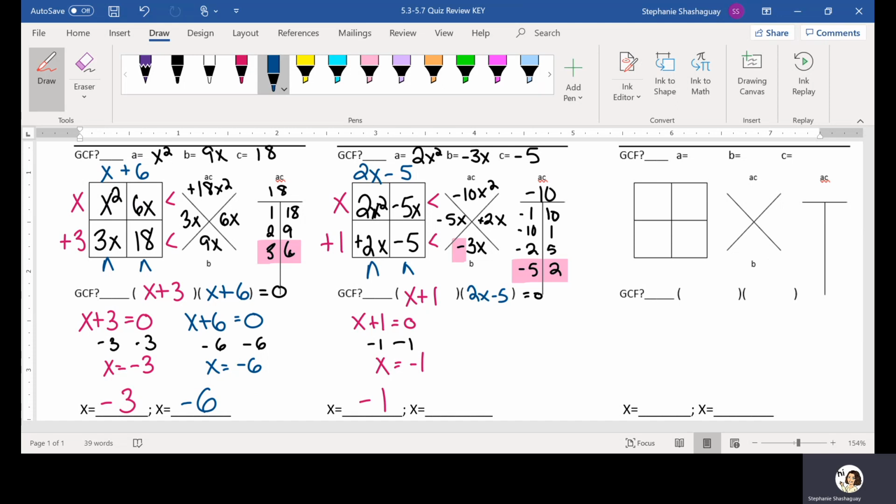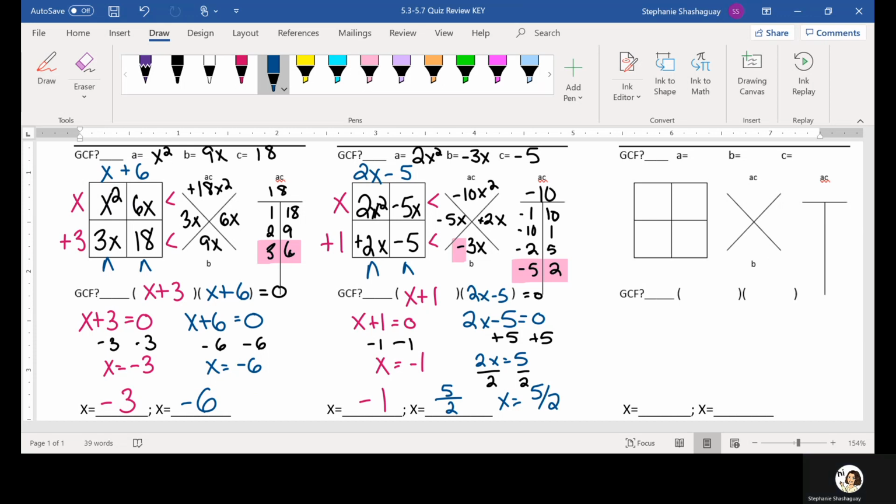2x minus 5, I'm going to set that equal to 0, and then I need to solve for x. So I'm going to add 5 to both sides, and I get 2x is equal to 5. And then I'm going to divide by 2 and divide by 2, and x is equal to 5 halves. And you can leave it as an improper fraction.